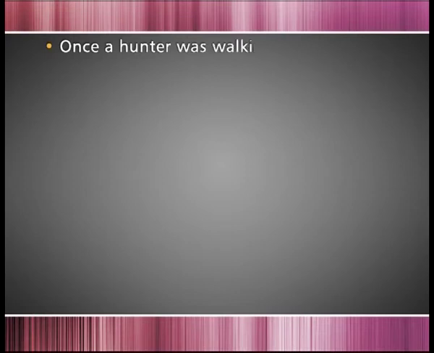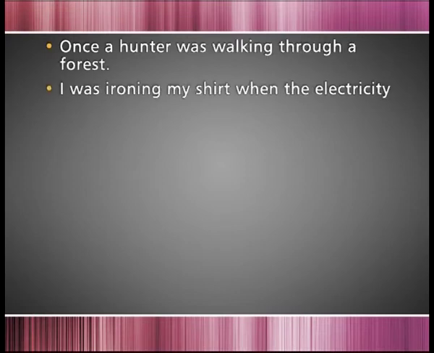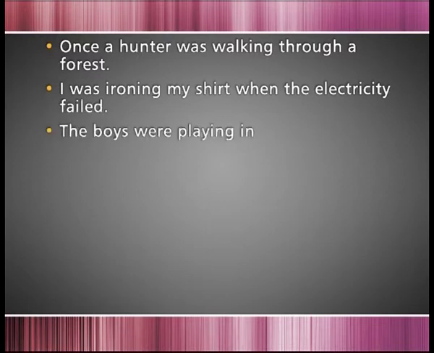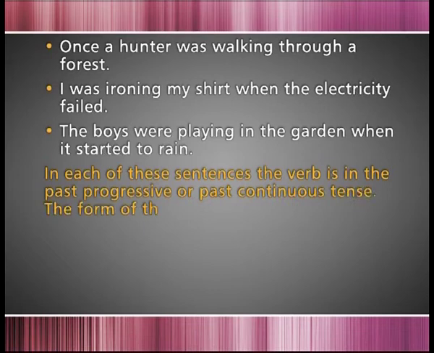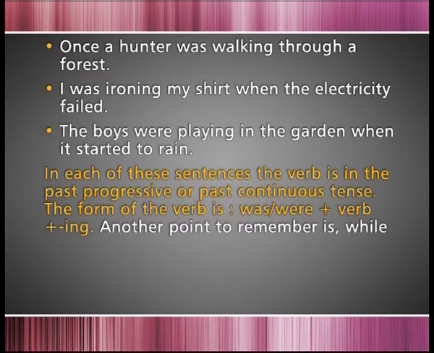Look at the following sentences. Once a hunter was walking through a forest. I was ironing my shirt when the electricity failed. The boys were playing in the garden when it started to rain. In each of these sentences, the verb is in the past progressive or past continuous tense. The form of the verb is was, were, plus verb plus ing.